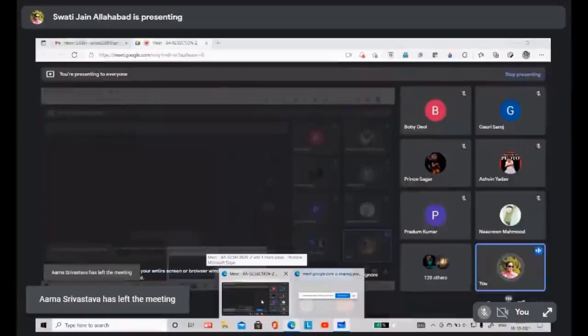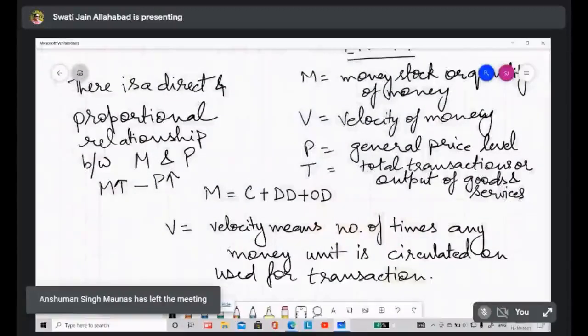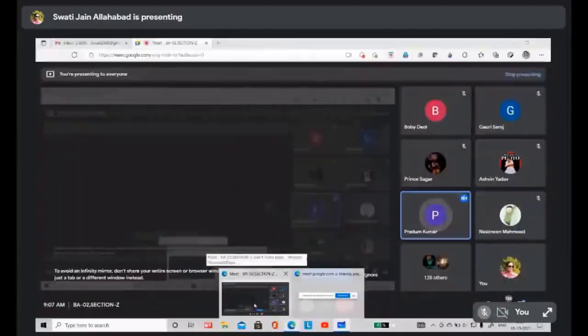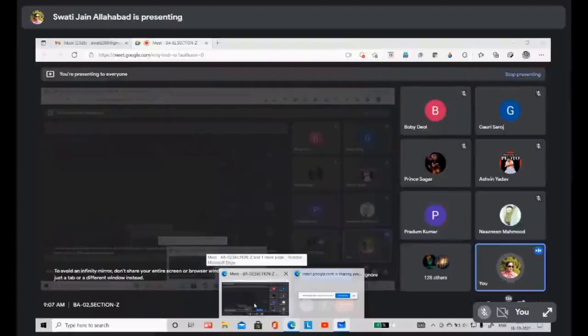Anyone else? Okay, ma'am. Anything else which you want to understand here? Transaction is always related to money. Otherwise, what do you mean by this? I don't understand.